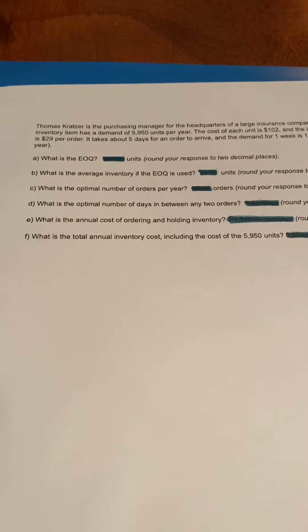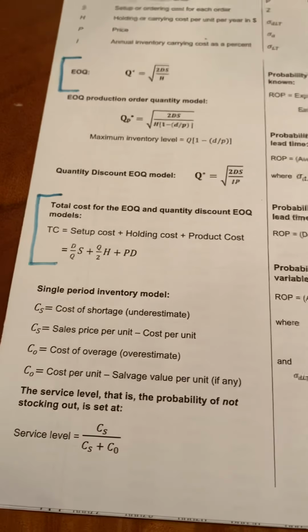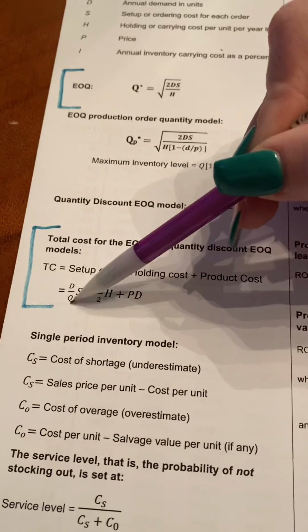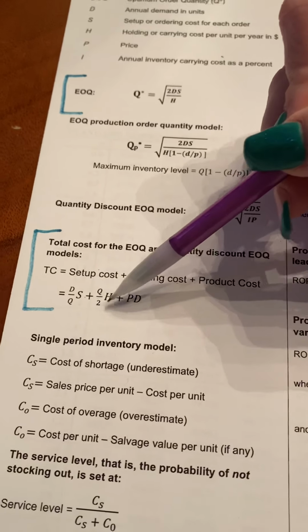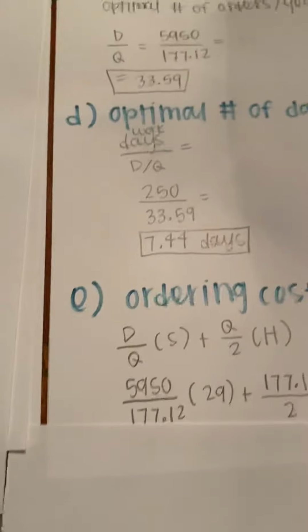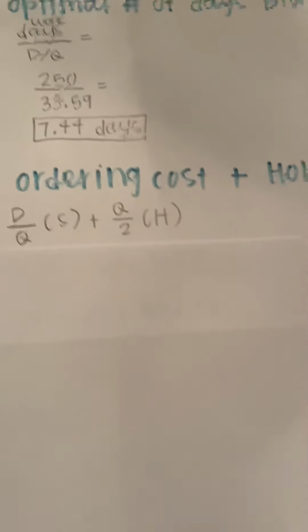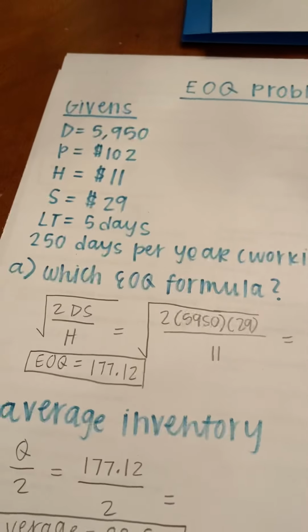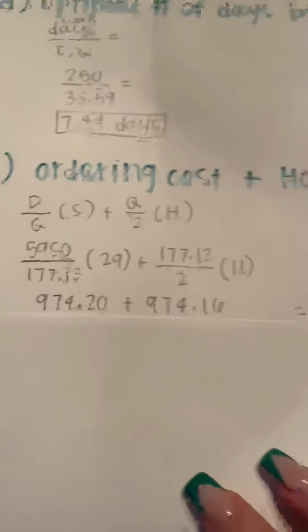And the next problem asks us to find what is the annual cost of ordering and holding inventory. If we look at the total cost formula, it is just asking for the setup cost and the holding cost. So we would take D over Q times S plus Q over 2 times H, and we would leave the P times D out for now. So for E, once again, we would use that formula, just ordering cost and holding cost. And once again, we would take our givens and plug those into the formula, as you see here.